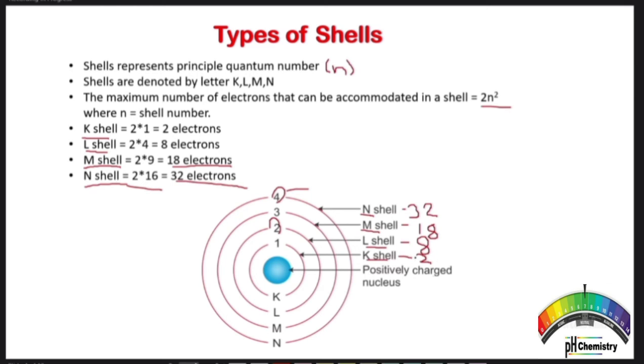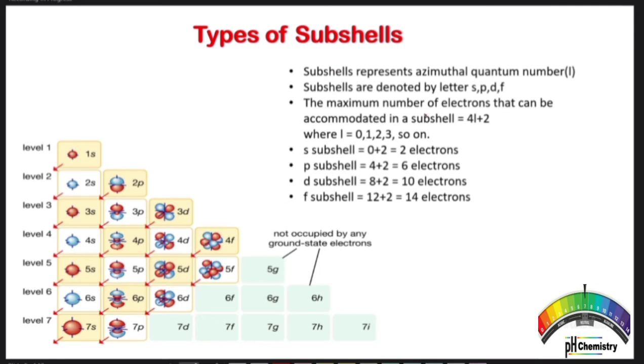So you can see the maximum capacity of the different shells. For the K shell, the maximum number of electrons is 2. For the L shell it is 8. For the M shell it is 18. For the N shell it is 32. Now the types of subshells.